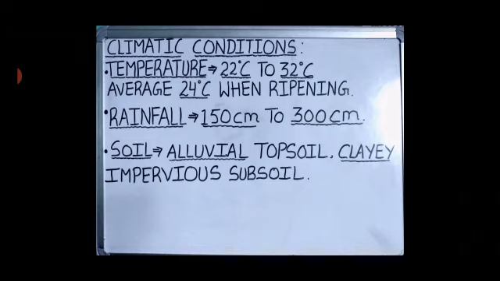Now let's see the soil. So it requires alluvial topsoil, clayey impervious subsoil. Now one thing you have to note out here is why rice grows well in a soil with a clay-like subsoil. Rice needs flooded fields, as you know. And the subsoil of clay does not allow the water to percolate. As you already know the feature of the clay soil. Remember the black soil, isn't it? It can retain moisture because of its clayey composition.